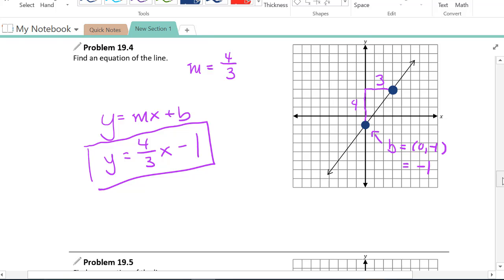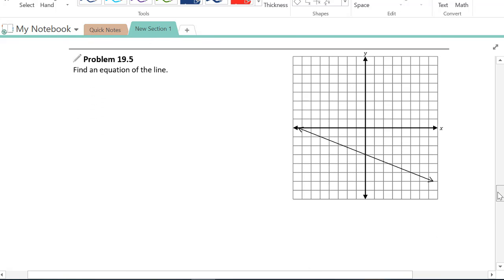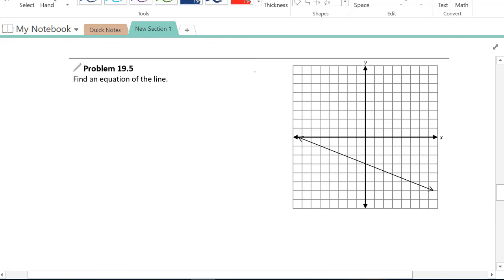All right, let's go on to another one. Okay, so here's one again. Pick 2 points. Always pick the y-intercept first. So here's my y-intercept. And let's just pick this one over here. Okay, see, that's a nice point.